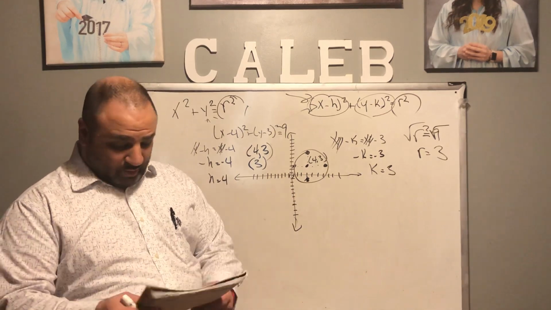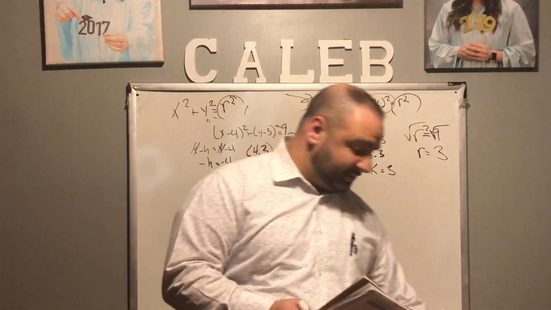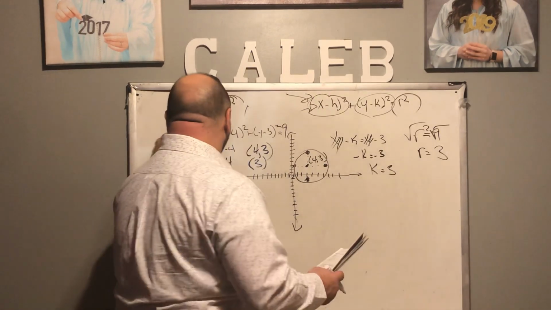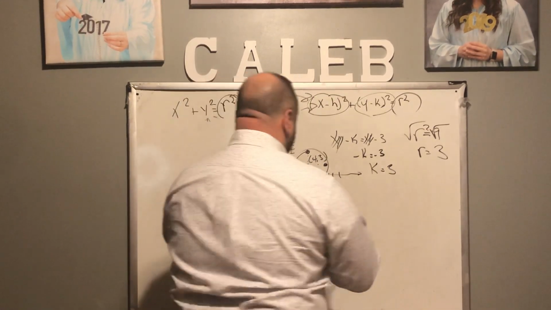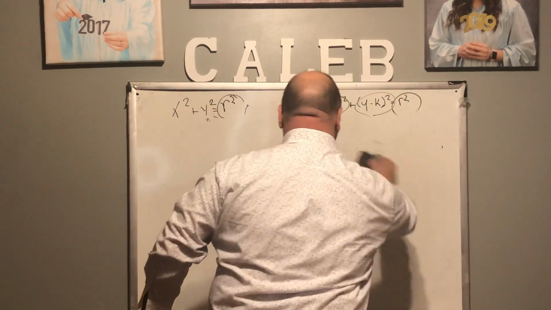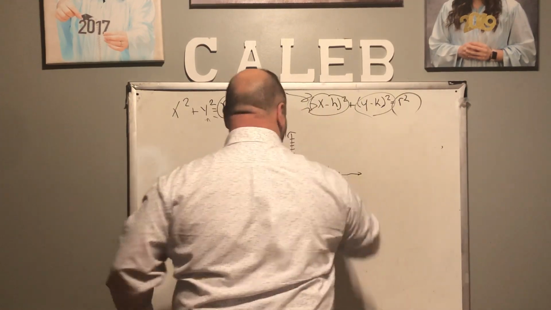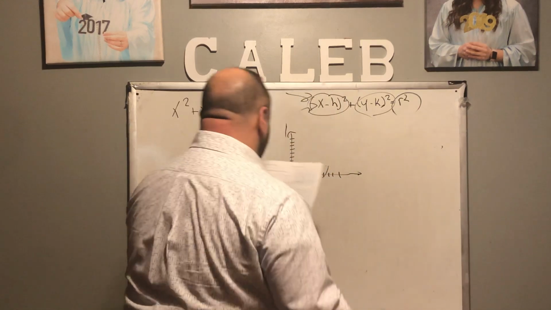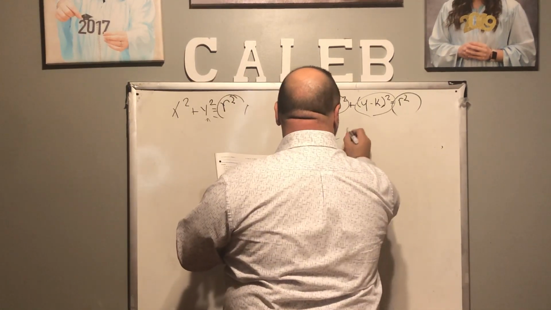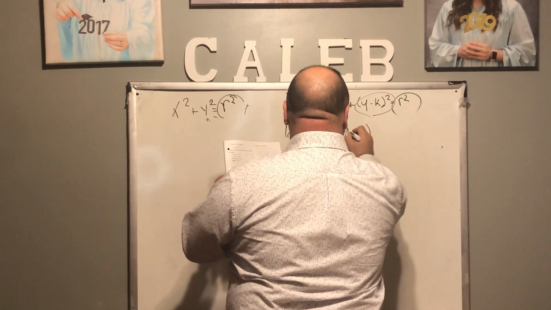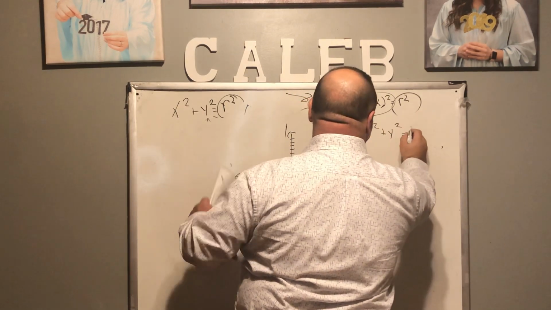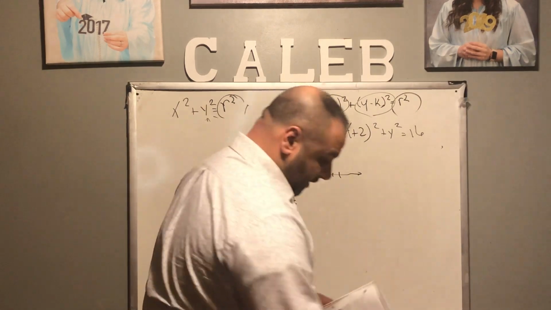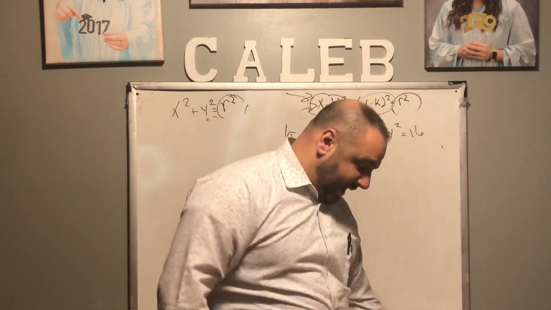Let's do one more, number 8. Let's do number 8 together. All right, we have (x plus 2) squared plus y squared equals 16. All right, so this is number 8.